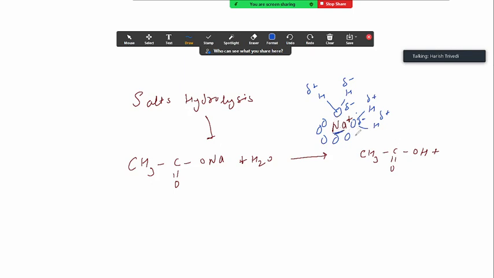So it will not be available. Now what will happen: from water, H plus and OH minus will come. H plus is already reacted with this salt and makes acetic acid, and it will give you OH minus ion. So we can say this is the salt hydrolysis. By this way you can understand what salt hydrolysis is.